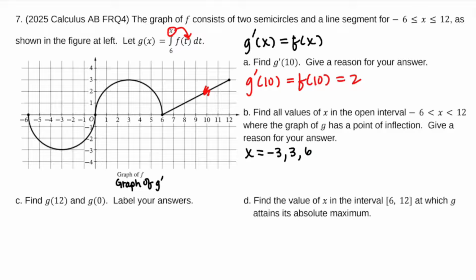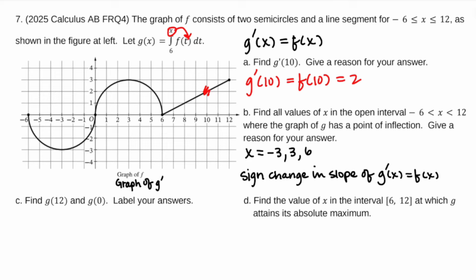And you could say g prime equals f has extrema. That's a really good reason. I'm going to say sign change in the slope of g prime, which I know is f. Okay, and that's reasoning against the graph that we're given, which is very important in the class that we're in.